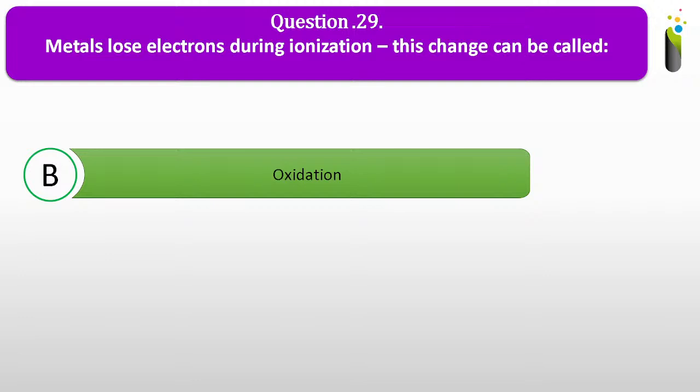So the answer for this question is B, that is oxidation. So metals lose electrons during ionization and this stage can be called as oxidation. Going ahead to question number 30.